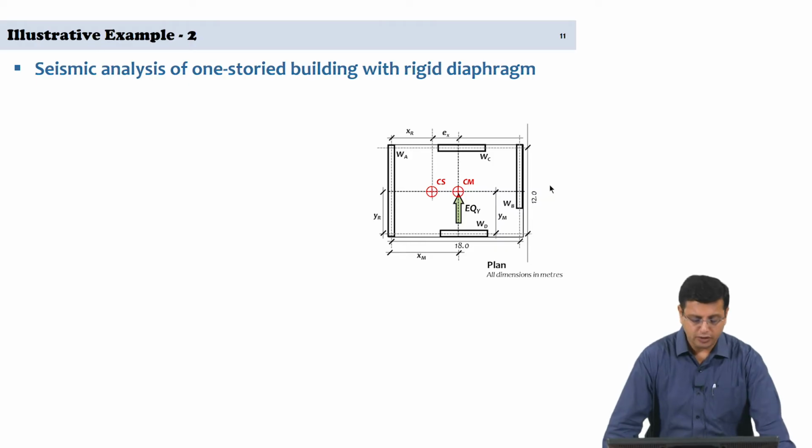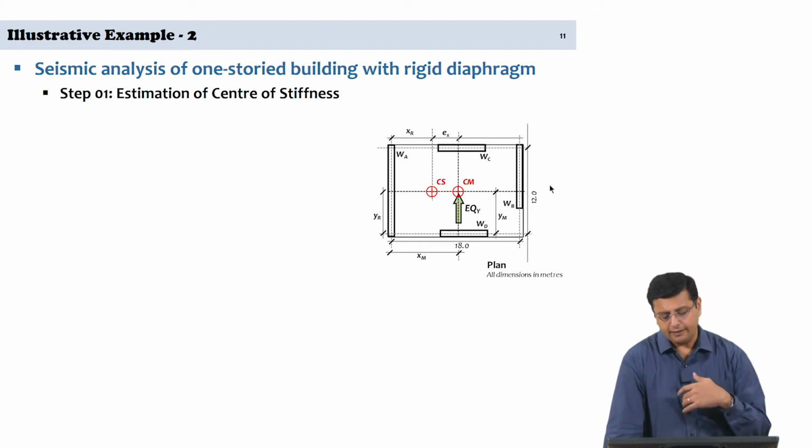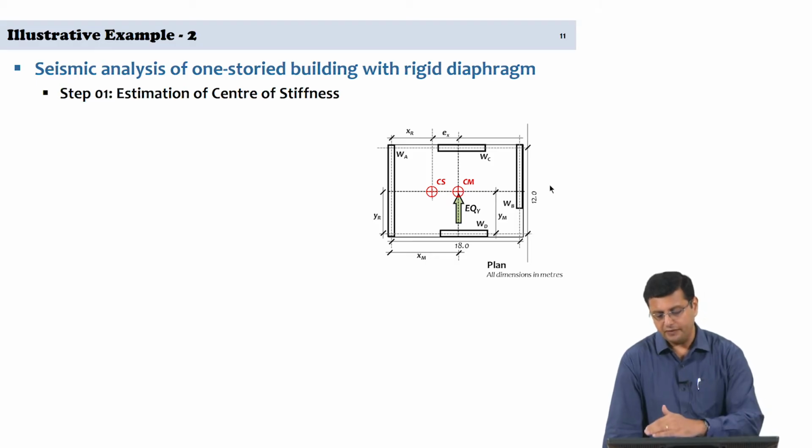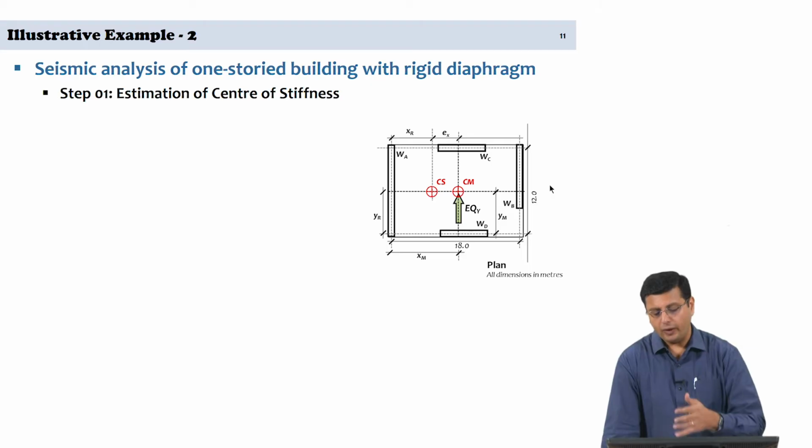So, how do we go about examining this problem? The first step is the estimation of the center of stiffness. In estimating the center of stiffness, we are interested in looking at the center of stiffness coordinates, x and y coordinates, xr and yr. Given the symmetrical layout of walls C and D along the y direction, there is symmetry, and therefore yr will coincide with the center of mass.